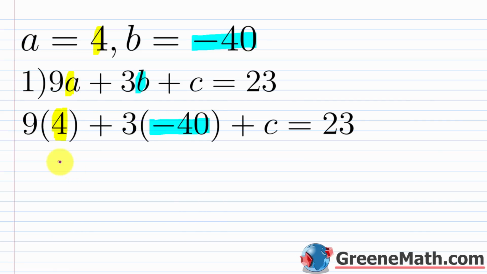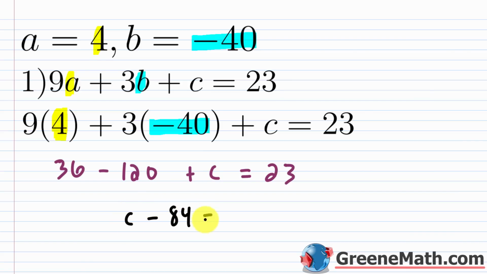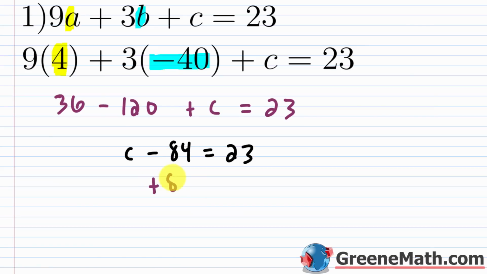So 9 times 4 is 36. And then 3 times -40 is -120, so minus 120. Then plus c is equal to 23. So 36 minus 120, that's -84. So this becomes c minus 84 is equal to 23. Let me fix that. So let's add 84 to both sides of the equation. This cancels. We get c is equal to 23 plus 84, that is 107. So that's your value for c.